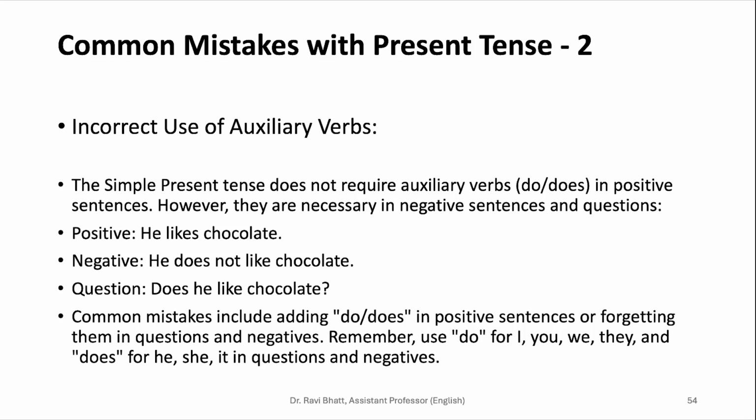However, at times to create emphasis, we do use auxiliary verbs to make it more emphatic. But in general, positive sentences do not require auxiliary verbs. For example, if I say, he likes chocolates, a negative sentence would be, he does not like chocolate. An interrogative sentence would be like a question, does he like chocolate?